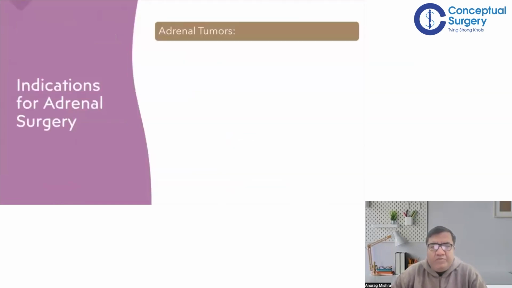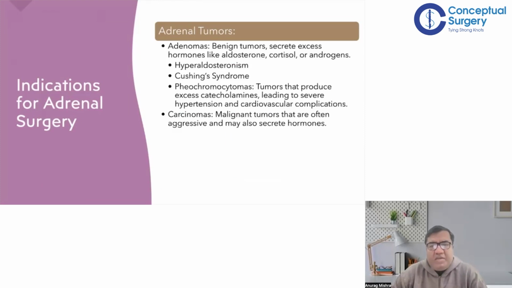Now, if we talk about adrenal surgery, what are the various indications? The most common are adrenal tumors, where we have to go in for adrenal surgeries, and it can be adenomas, which are benign but secrete hormones. Based on what substance they secrete, it can be hyperaldosteronism, where it secretes aldosterone. It can be Cushing's, where it secretes steroids, or it can be pheochromocytomas, where it secretes noradrenaline and epinephrine. And it can also be malignancies.